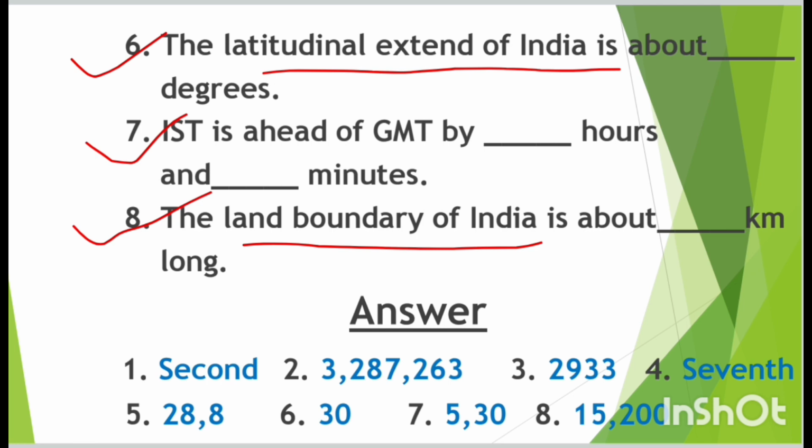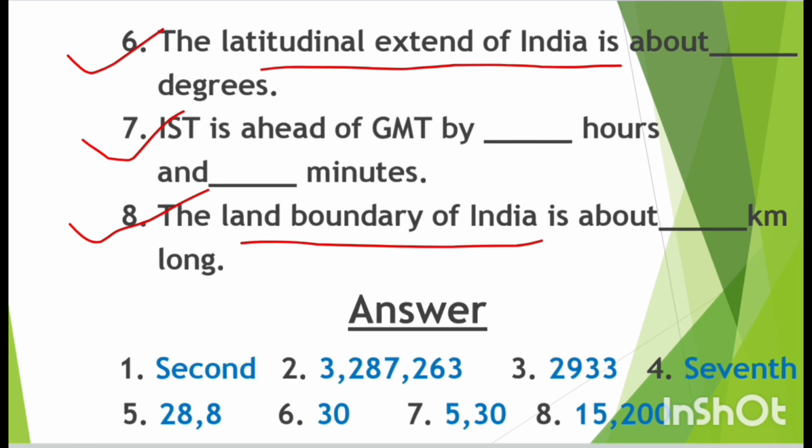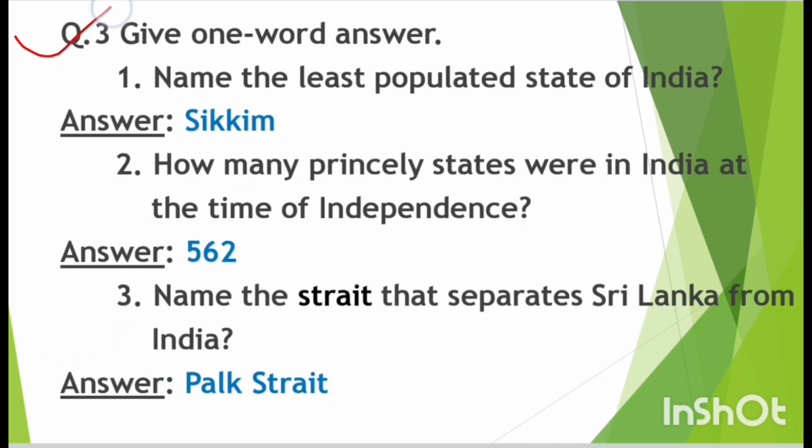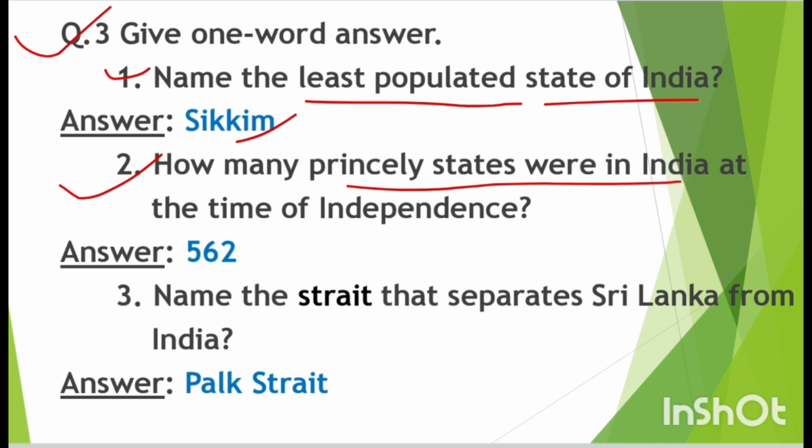Answer: 15,200 kilometer long. So question number 2, all answers are present here, so you can match from here. Next question, question number 3, give one word answer. First question, name the least populated state of India. Answer: Sikkim. Second one, how many princely states were in India at the time of independence? Answer: 562.